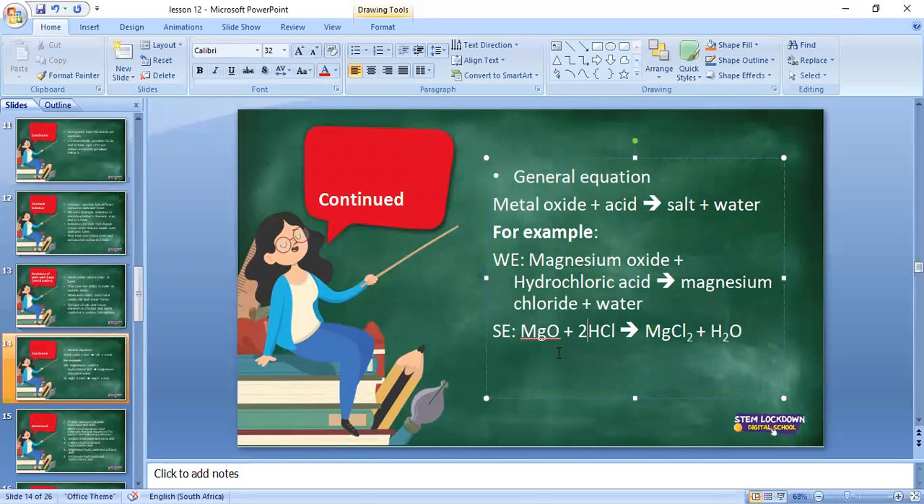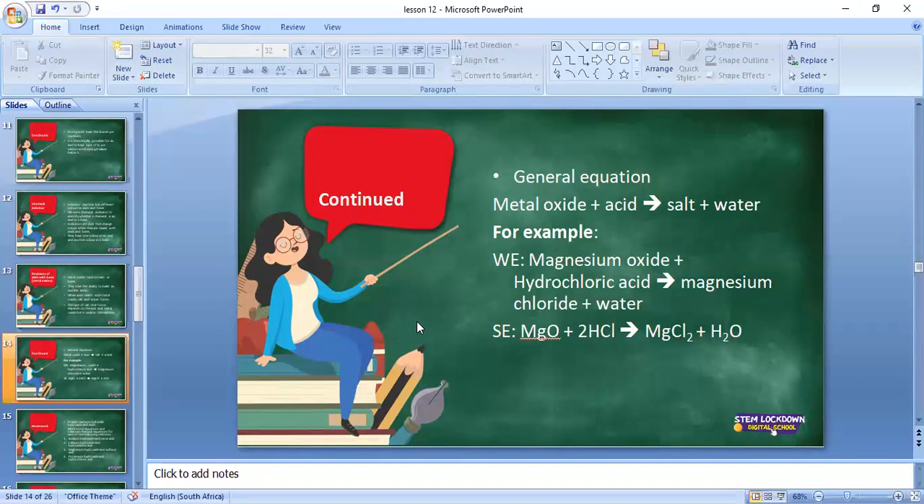And I told you it depends on the metal oxide that is reacting with an acid what type of salts we are going to get. Are we clear, grade nines? Then there we go. If you've got any questions, please let me know.